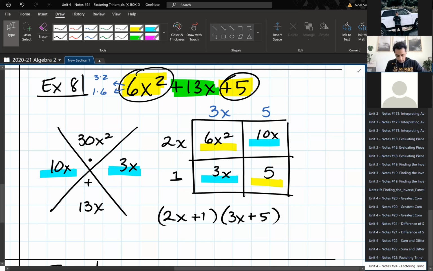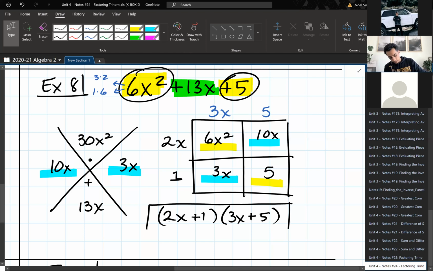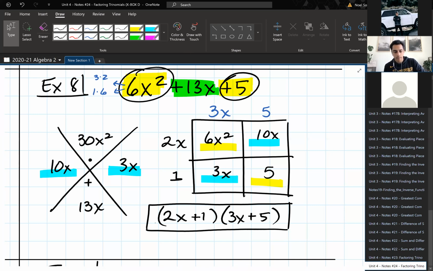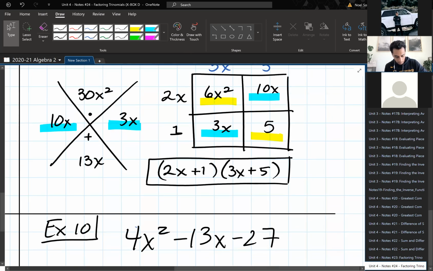Okay. If you really want to, double check your work. Make sure that it gives you the equivalent expression. It gives you the original polynomial back. Okay. Any questions on number 8? All right. Last one. I'm going to jump straight to example number 10.